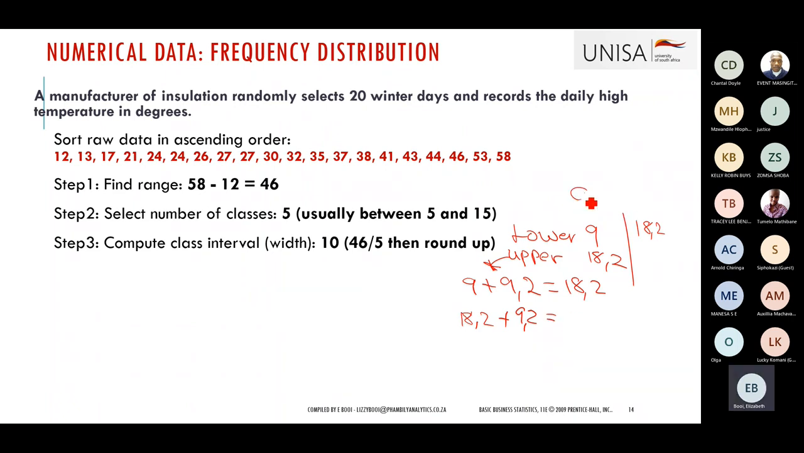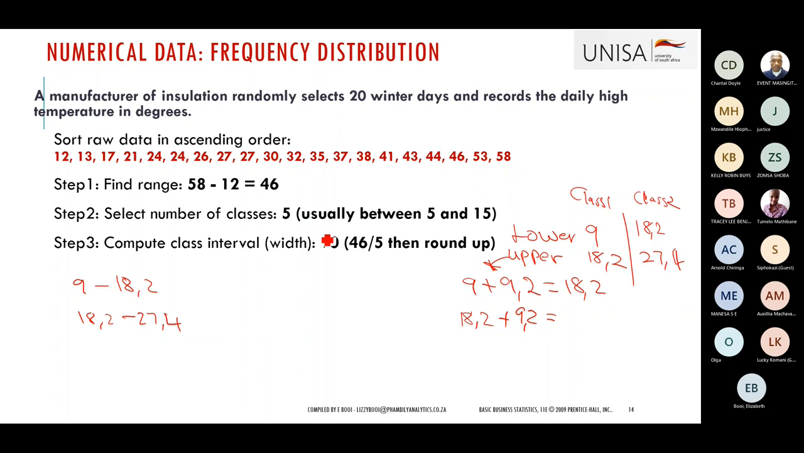So this is class number 1, and this will be class number 2. 18.2 plus 9.2 will be 27.4. And that is how I'm going to go on until I create 5 classes. So I'm going to say from 9 to 18.2, and then the next one will be 18.2 to 27.4. As you can see, my class boundaries are not clean enough. It's not easy to work with data like that.